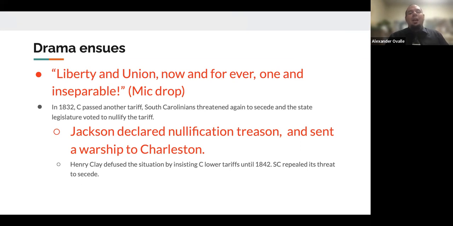In 1832, Congress passes another tariff. South Carolinians threatened again to secede, and the state legislature voted to nullify the tariff. Then Jackson steps in, declares nullification is treasonous, and sends a warship to Charleston to show his might. Henry Clay steps in to defuse the situation, insisting Congress just lower the tariffs until 1842, and South Carolina repealed its threat to secede very shortly.